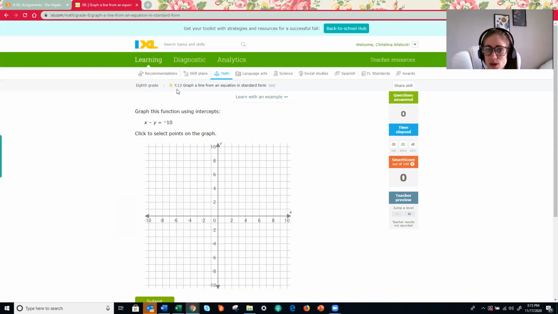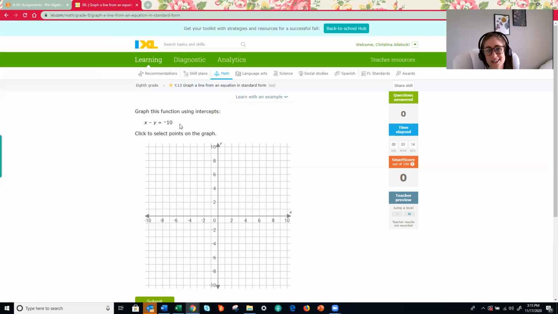So IXL assignment Y13, graph a line from an equation in standard form. If we read the directions, this is where we can see it wants us to use intercepts. Graph this equation using intercepts. Now in the last video, Y12, we talked about how an equation in standard form, which this is, we can convert to slope-intercept form to graph.